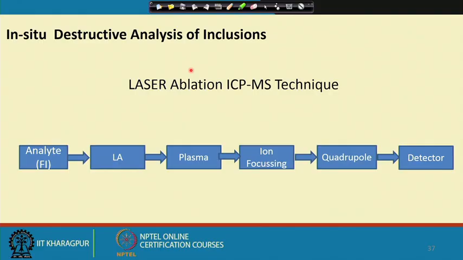A destructive technique essentially means that the inclusion content is taken out, and the inclusion is destroyed. One such in situ destructive analytical technique is the laser ablation ICP-MS, the inductively coupled plasma mass spectrometer. We have already discussed very briefly the working principle of how an inductively coupled plasma mass spectrometer works.